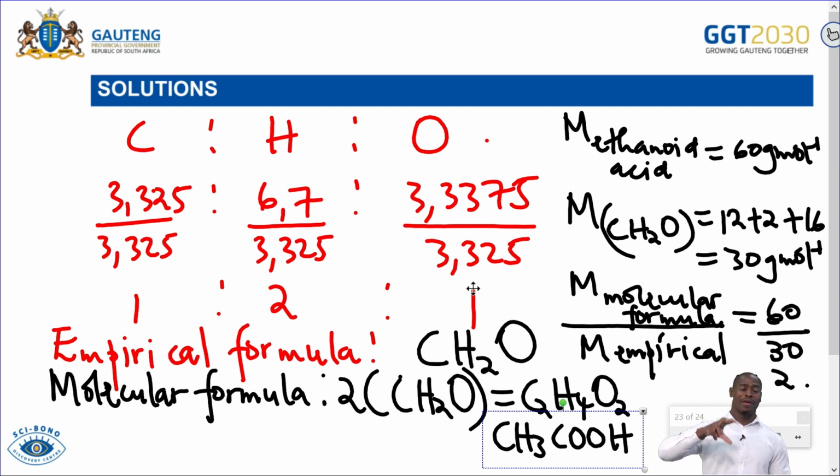How do you move from empirical to molecular? So from empirical, the first thing that you need to do is calculate the molar mass of the empirical formula. Then they will give you the molar mass of the molecular.